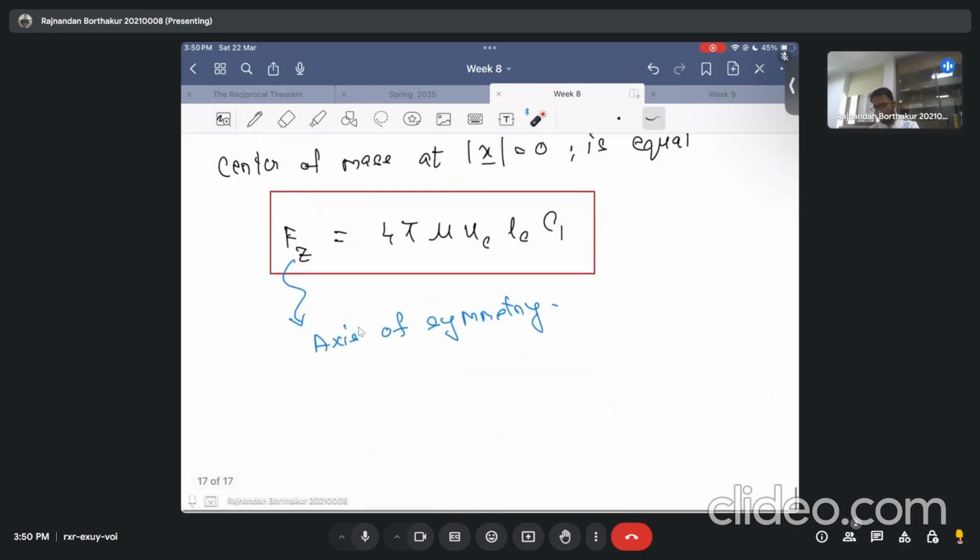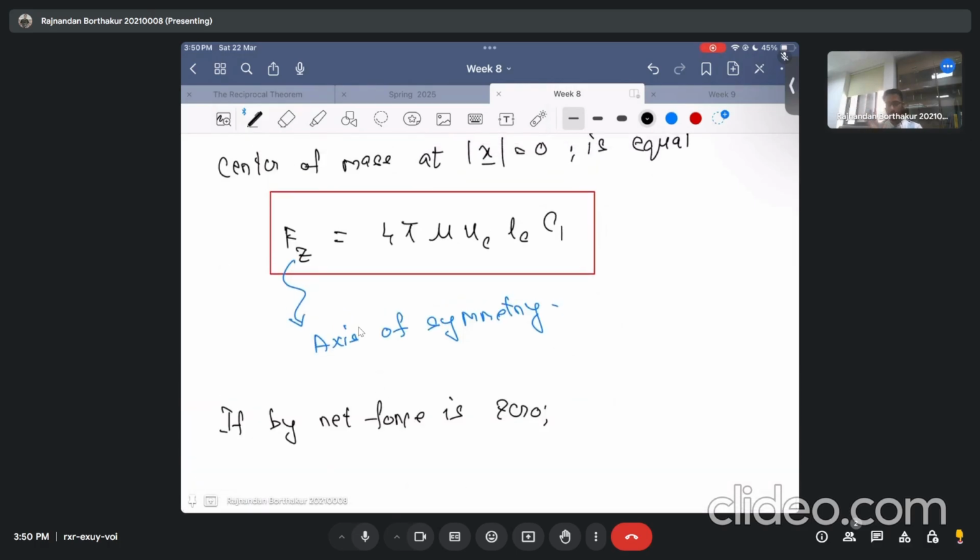Now the point is that if my net force is 0, this means that the drag force is balanced by the external force, and that means that the sphere now moves with a continuous velocity, which is uniform, of course. This means that my Fz is 0. This has to be the case.